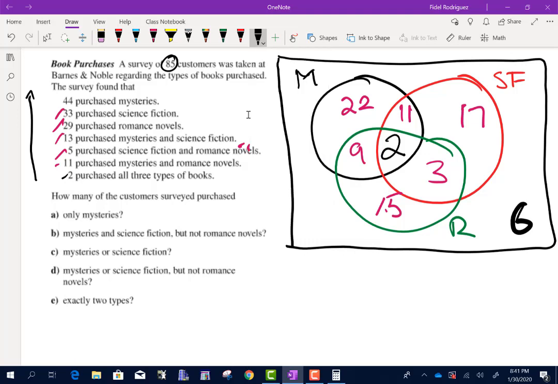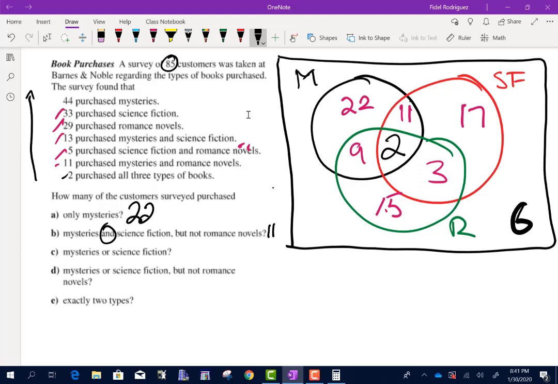There we go. Okay. How many only bought mysteries? We know that's going to be 22. Okay. What about those that bought mysteries and science fiction, but not romance? So mysteries and science fiction. So guys, and would be where they overlap. So we want these numbers here, but we don't want to include the romance. So we're only going to use the number 11.